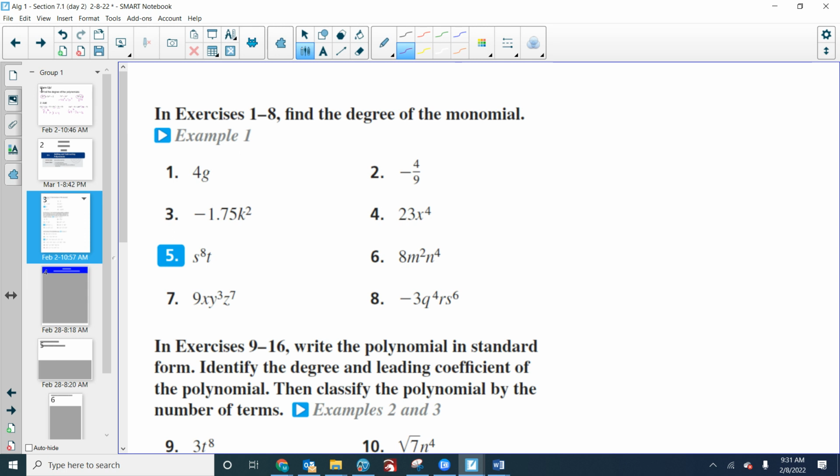Okay, guys, first degree, second degree. Now, here's where you got to be careful. That's not 8th degree. That's a monomial. You have 8 plus 1. That's a 9th degree there. How about 7? You have 1 plus 3 plus 7. That's 11th degree.